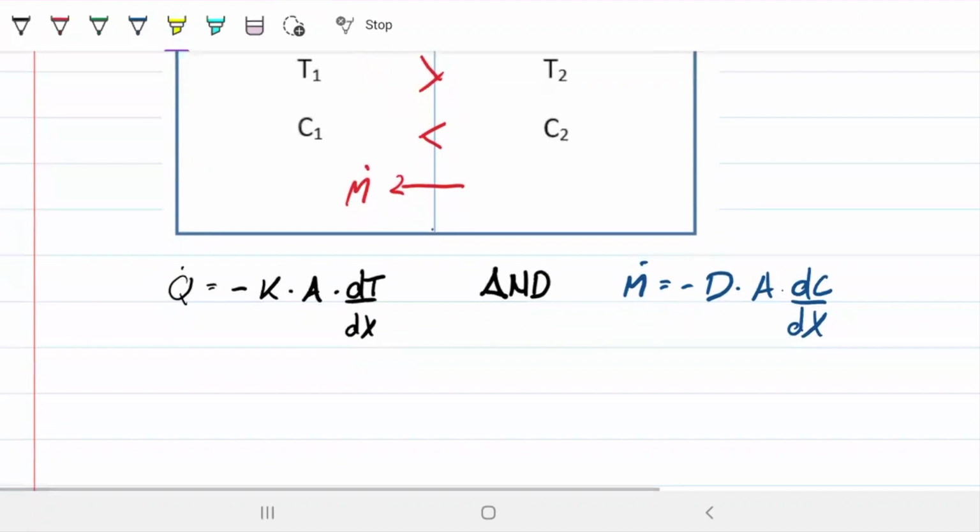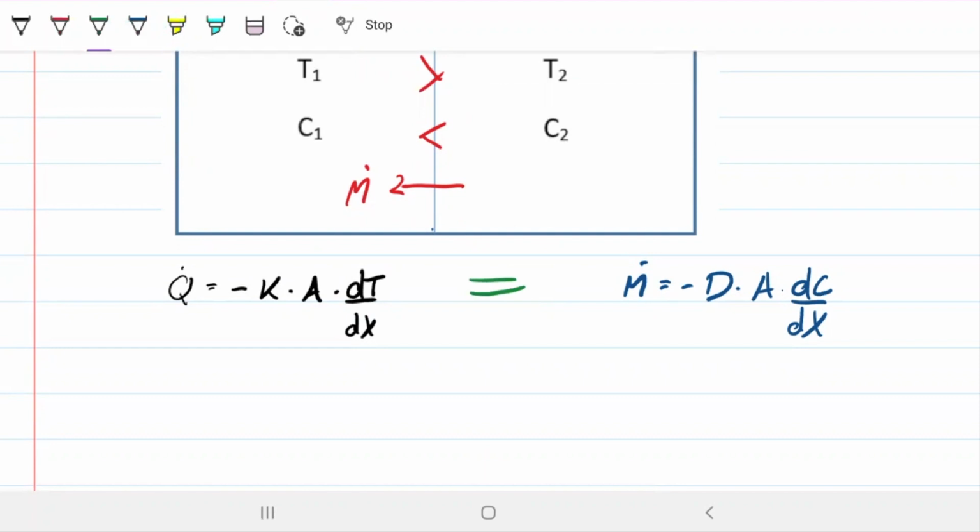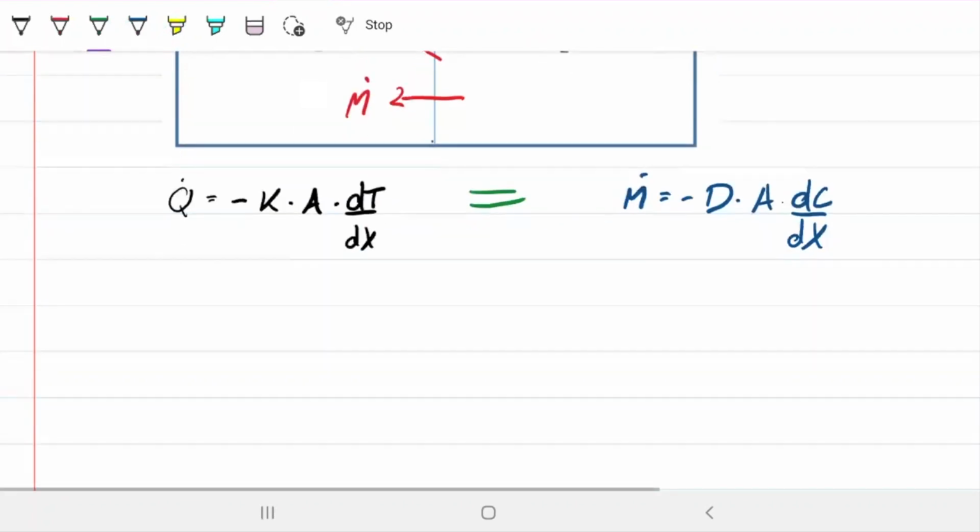All right. And the idea is we want them to be identical. So instead of having Q and M there, we want to make them equal. So we want to make Q equal M. Now, why is there a negative? Well, we talked about that in the past, but the idea is that both the mass flow and the heat flow go against the gradient, right? They always go from high to low as opposed to from low to high. So that's why the negative is there.